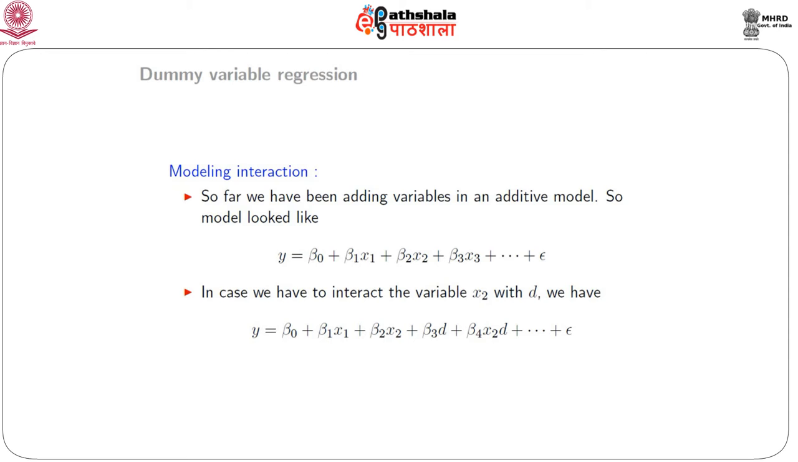Now, we have talked about dummy variables. We have talked about models that have dichotomous dummy variables and also polytomous dummy variables. But in either of these cases, we have not considered an interaction term between the dummy variable and the quantitative variable that is present in the model. We would also like to look at the modeling of interaction terms when they are present.